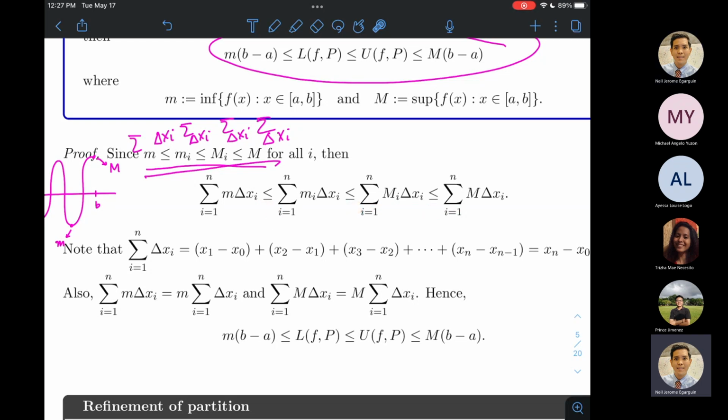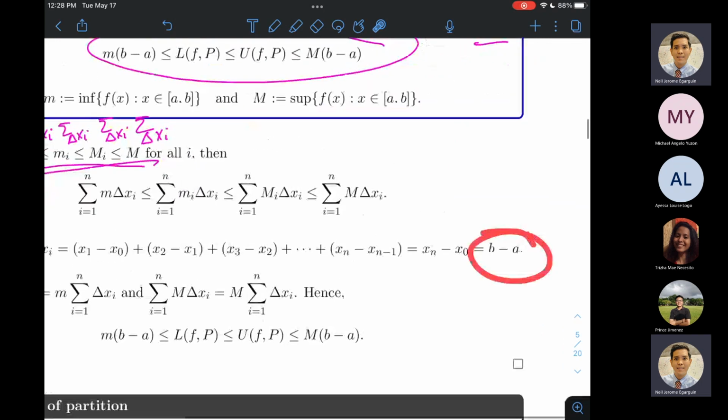Alright? Tapos ang mangyayari dito, si m independent of i, so pwede siya lumabas. Ganun din ito, lalabas siya doon. Tapos matitira na lang ay summation of delta x sub i. Pero as we have mentioned, summation of delta x sub i is just the length b minus a.